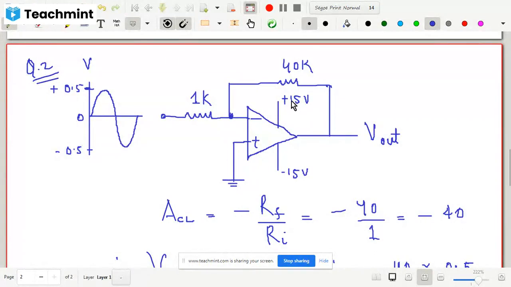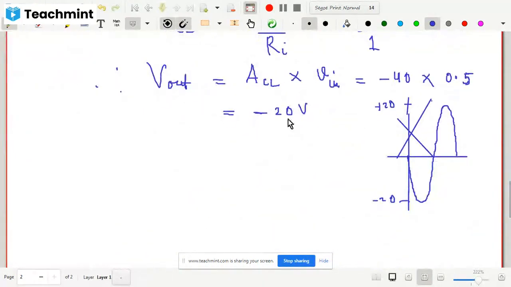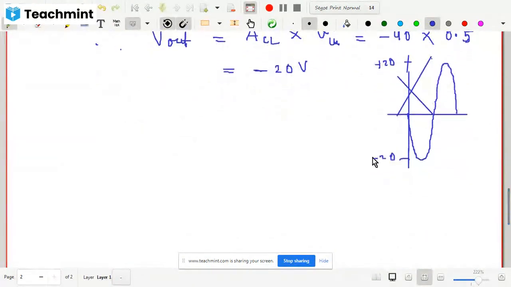That means if it is plus V saturation, then it will be plus 15 minus 2 volt, that is 13 volt. It can go maximum up to plus 13 volt, and it can come maximum below to minus 13 volt. After that, the voltage would be saturated. Because the output we are getting is more than the supply voltages, the output can never go to plus 20 or minus 20.